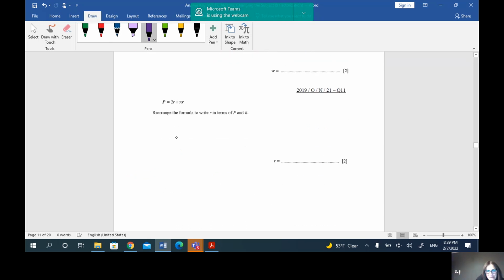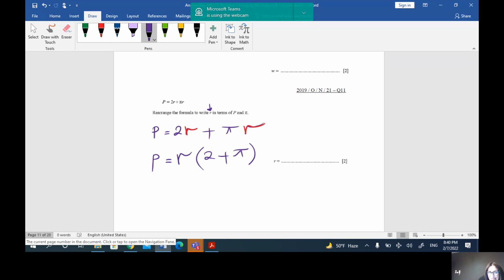Now, we have here P is equal to 2R plus pi R. We're making R the subject. As you can see, R exists in two terms here. So the P will come down. The R is going to be factorized, so it will come out. Open a bracket. What is left here? 2 plus pi. So R times what's inside the bracket.